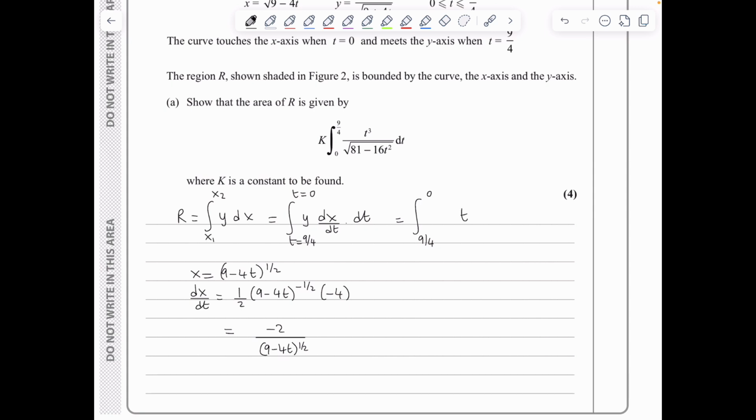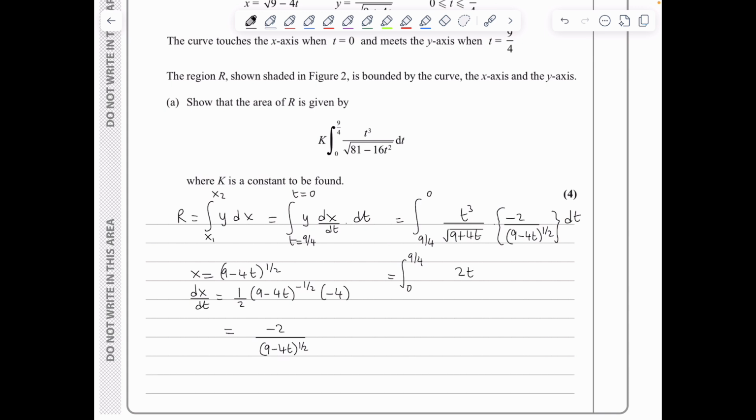y is t cubed over the square root of 9 plus 4t, and dx/dt is negative 2 over (9 minus 4t) to the power of a half. So these are multiplied together, and then we've got dt. Now the first thing to do is see that the negative sign can be consumed into flipping the limits. So instead of integrating from 9/4 up to 0, I'm now integrating from 0 up to 9/4.